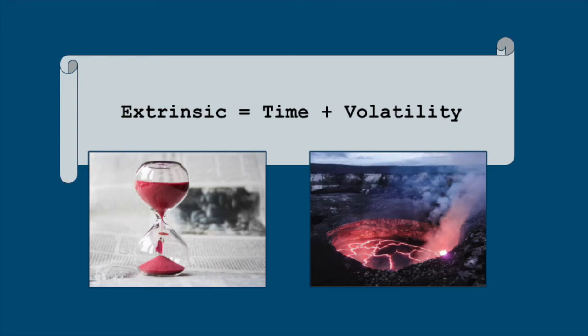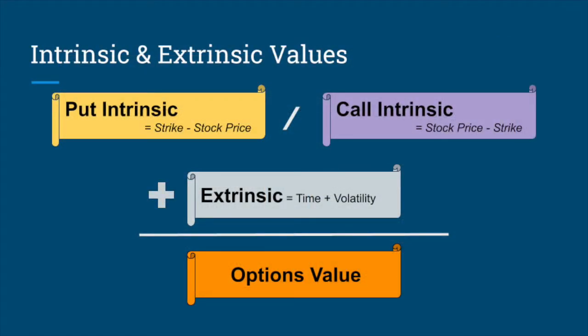Where does extrinsic value come from? It comes from time and volatility. The more time left on an option, the more valuable it is because there is greater opportunity for the holder's strategy to fall into line. The more volatile a stock is, the more valuable the option is because of the excessive fear in the market which drives prices up. The concept of intrinsic and extrinsic may seem academic to most new traders.